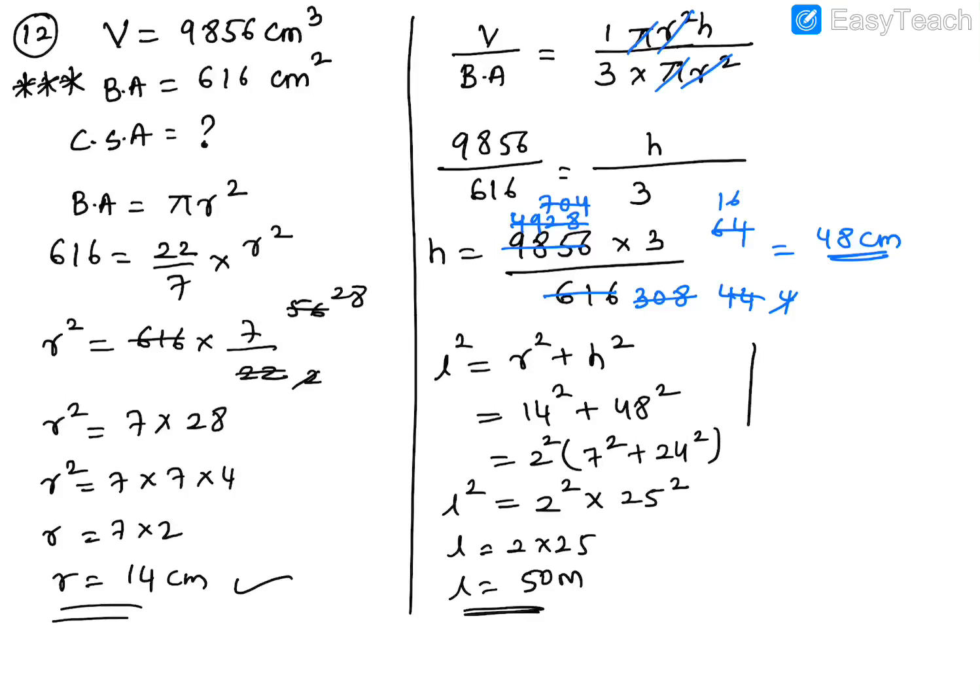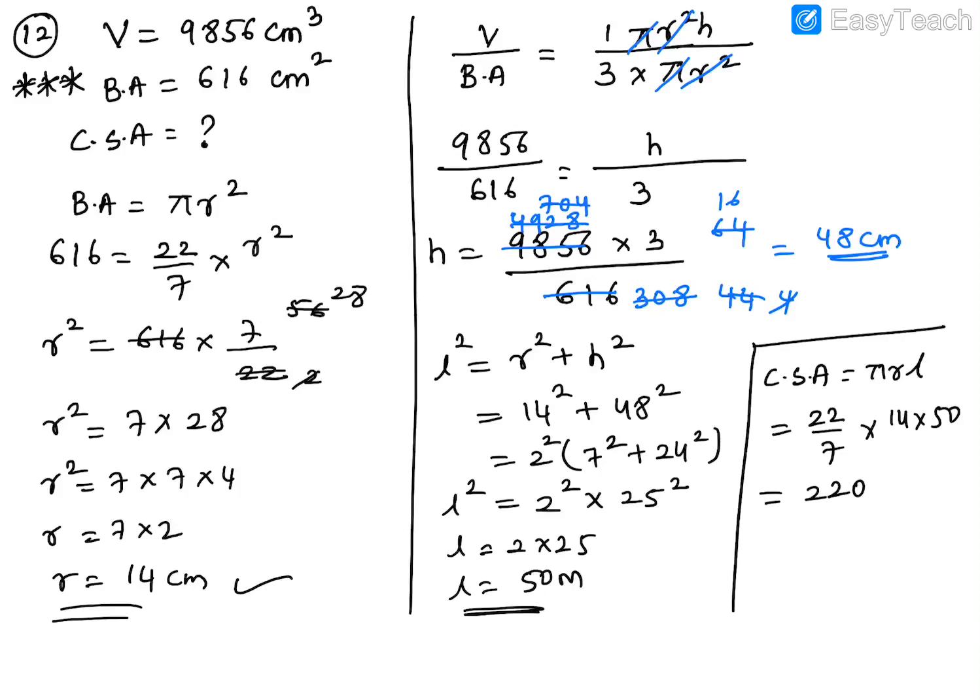Now once you've got the slant height, you can calculate the CSA. How will you calculate the CSA here? CSA is equal to pi r l. So we just need to substitute. What is pi over here? 22 upon 7. Radius is equal to what? We had got radius is 14. Slant height is 50. So we'll get 2200 centimeter squared. Okay. Then the next part is example number 11.